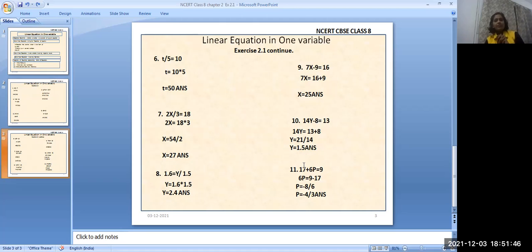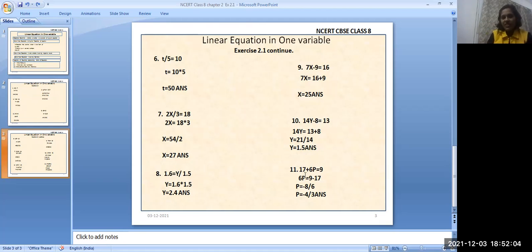So let's finish our last question of exercise 2.1, and I have left one question, number 12, for you. What you have understood by all these 11 questions? Let me just finish with this 11th question. If you have understood, please press 1.